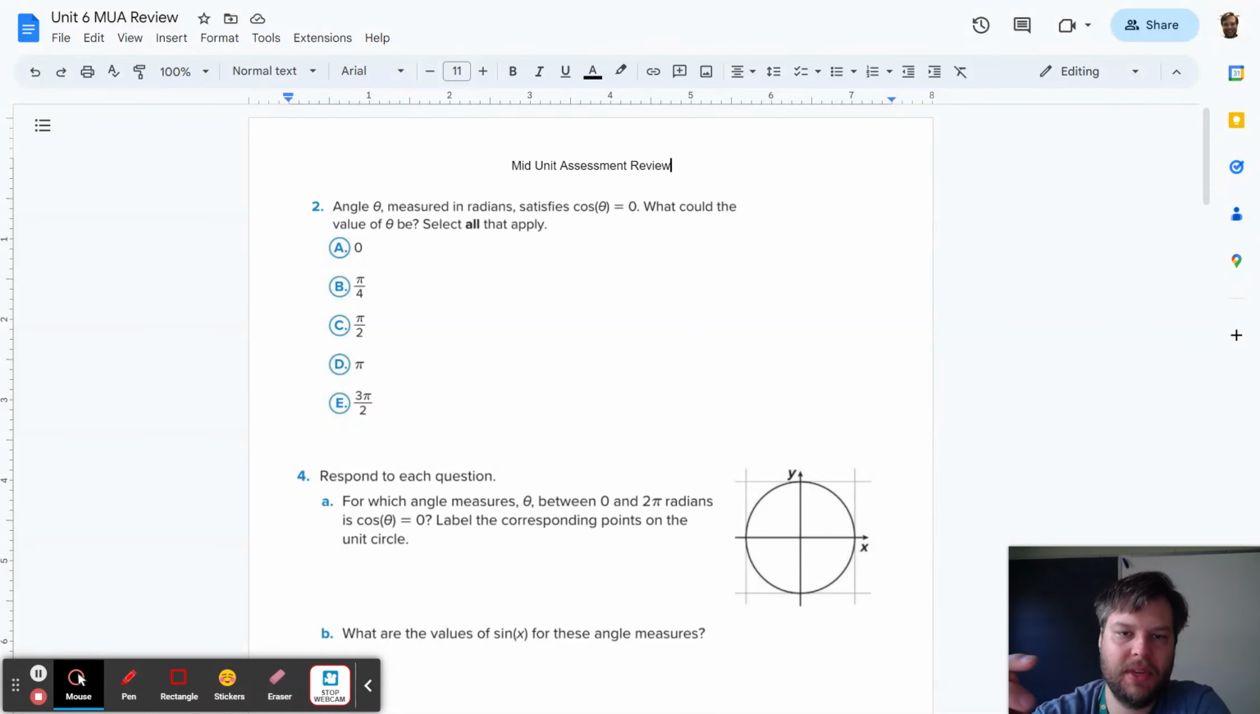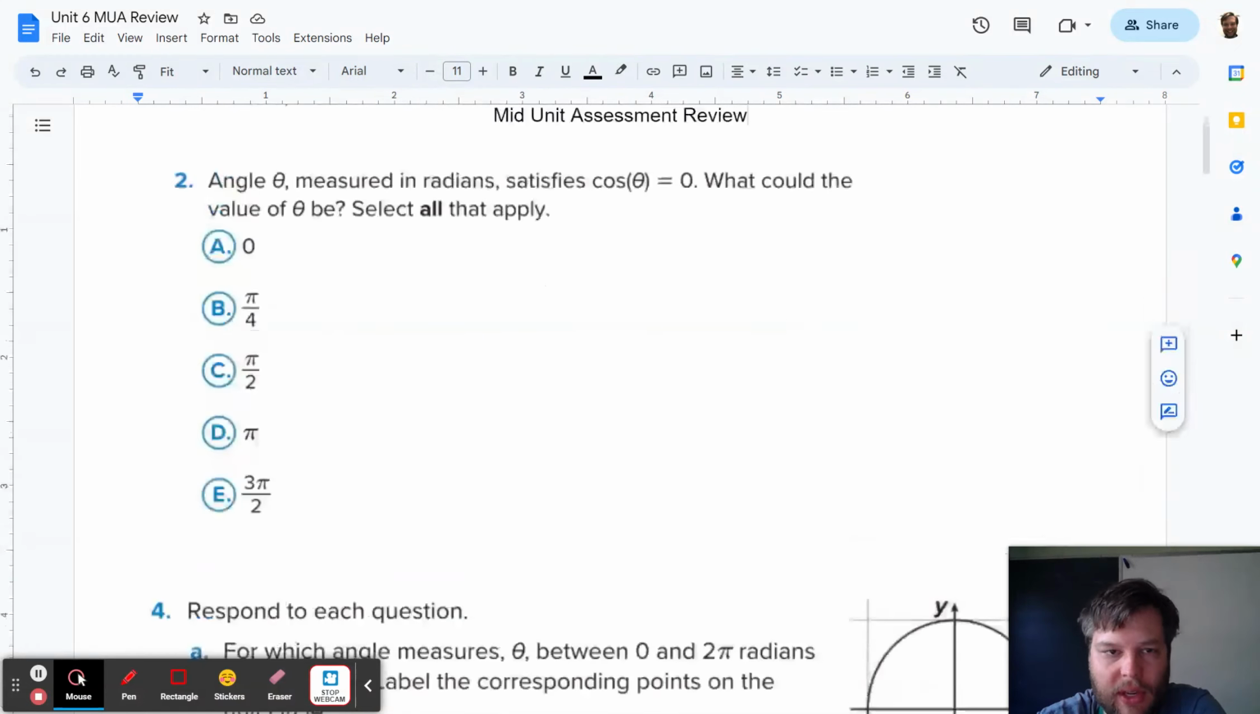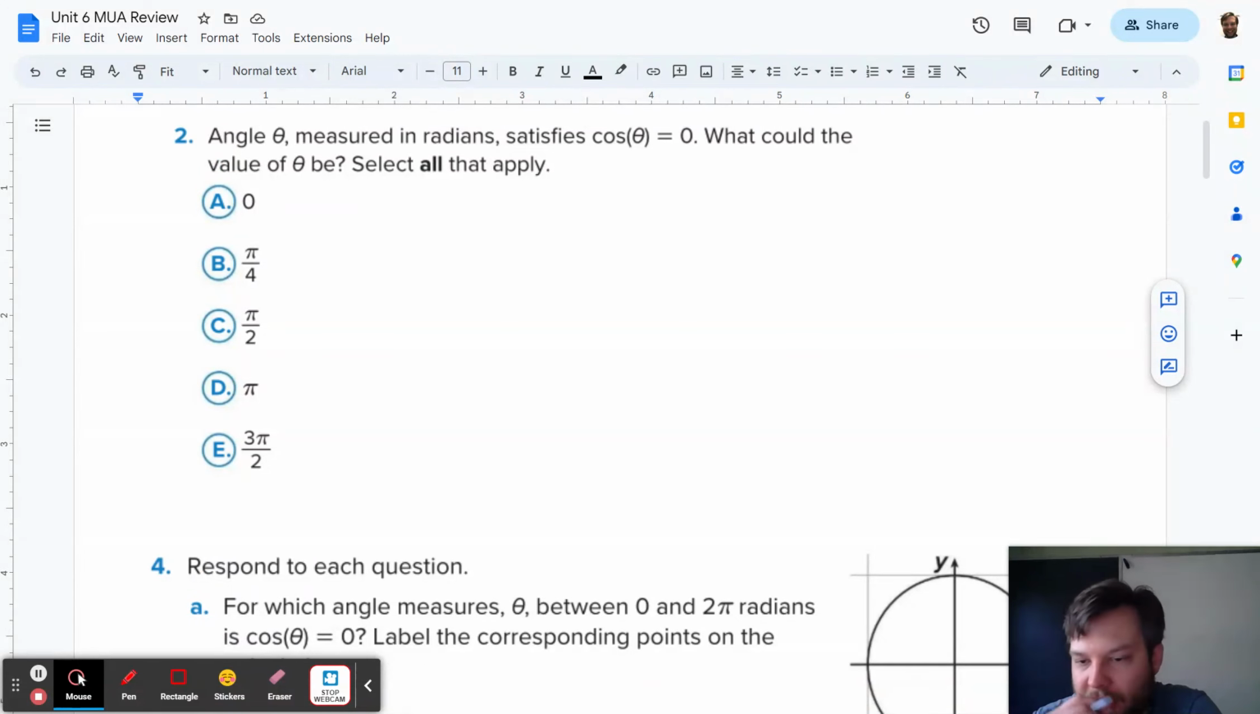Right, so we're doing our mid-unit assessment review for our trigonometry here. So you can obviously have your unit circle next to you. I don't expect you to have it memorized. I personally have it burned into my memory from doing trig a lot of times.